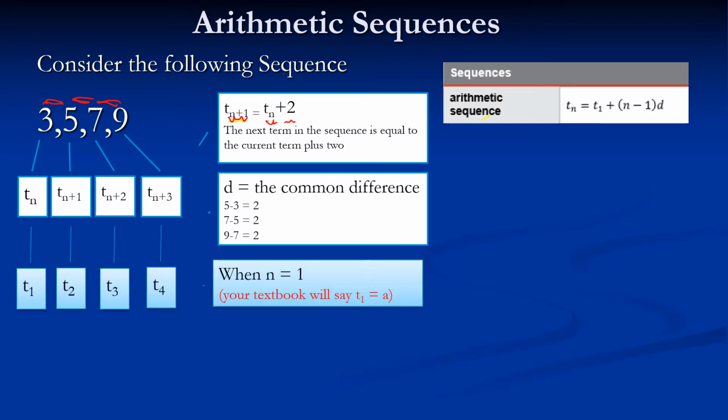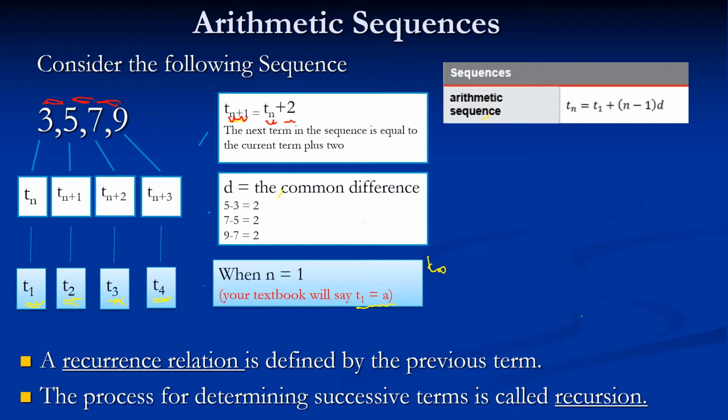Now we can also call 3 the first term, 5 the second term, 7 the third term, and 9 the fourth term. That's just saying when n equals 1, 2, 3, and 4. As I noted at the start, your textbook will also call t1 "a". Sometimes, if we're working with time, we can say the first term equals 0 as well.